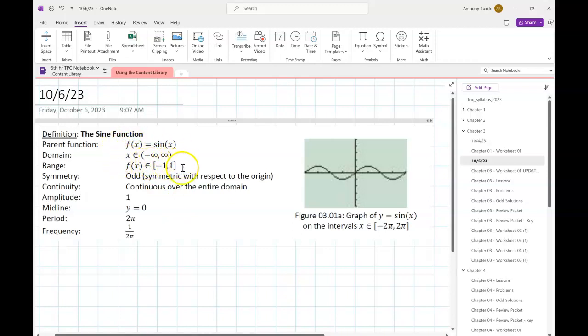But if I look at the range, the lowest point has y-coordinate -1, and the tallest point has y-coordinate +1. Do you guys see that?